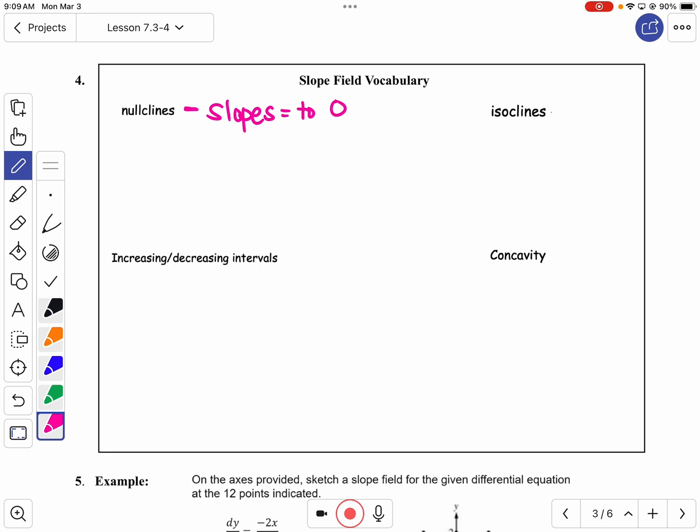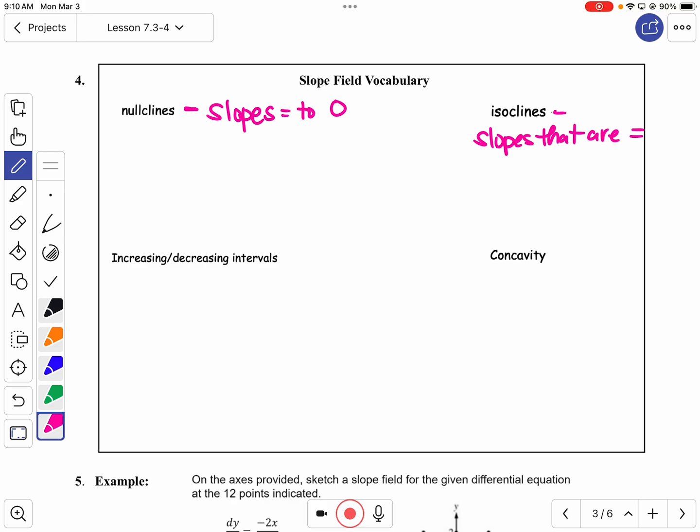And then an isocline. What's an isosceles triangle? Two sides are equal. It's not equilateral. So an isocline is where slopes are equal. A lot of you were like, oh, these are all going to be 1 because that's an isocline. These are all going to be 0 because that's a null cline. That's just something they refer to.